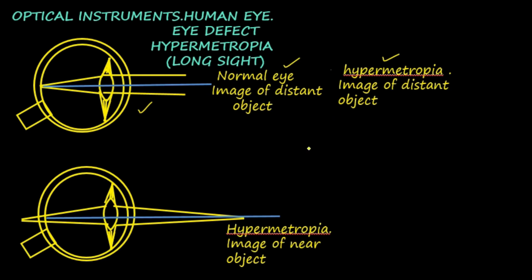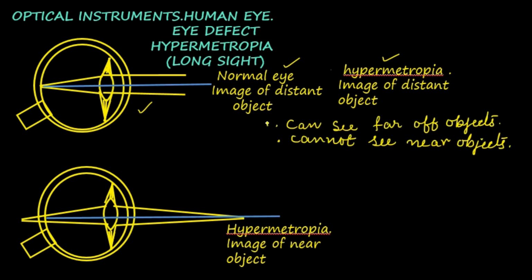Before we pass on to the reason, let us first note down the point. Hypermetropia patient can see distant objects as is indicated by the name long sight. We have noted the 2 points. Now we will note down the reason, that is what causes hypermetropia.